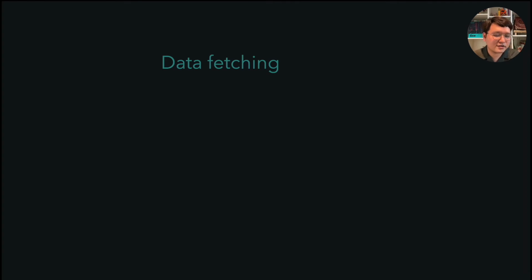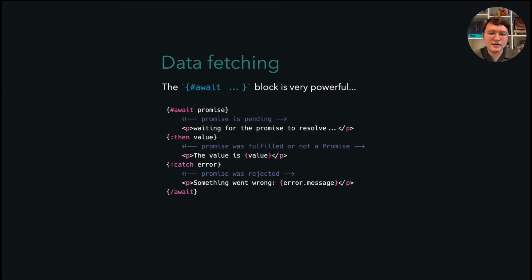So data fetching is also another thing that SvelteKit does really well. First, when I saw Svelte, they have the await block, and I think this is very powerful. You define a promise, and you want to wait for it, and while waiting for the promise to resolve, you can render something. After it is resolved, you can render another thing, and you can also render a completely separate thing if the promise is rejected. This looks very powerful, but in SvelteKit, you don't even need to use this block in most cases.